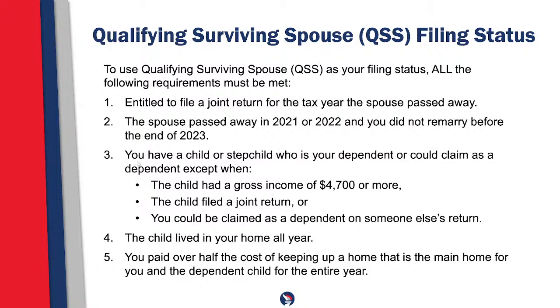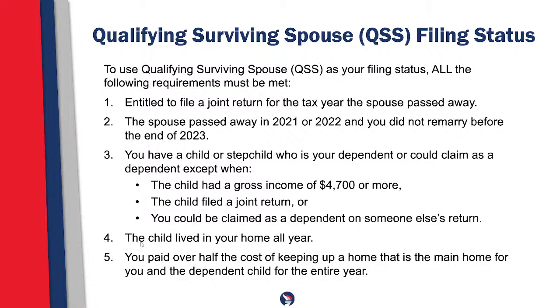A qualified surviving spouse must have a child or stepchild who is their dependent or could be claimed as a dependent, except that the child had gross income of $4,700 or more, so that would be the qualifying relative exclusion. The child filed a joint return or could be claimed as a dependent on someone else's return. Well, then obviously if you could be claimed as a dependent, there's no way you're going to qualify for a qualified surviving spouse because you have to support a dependent.